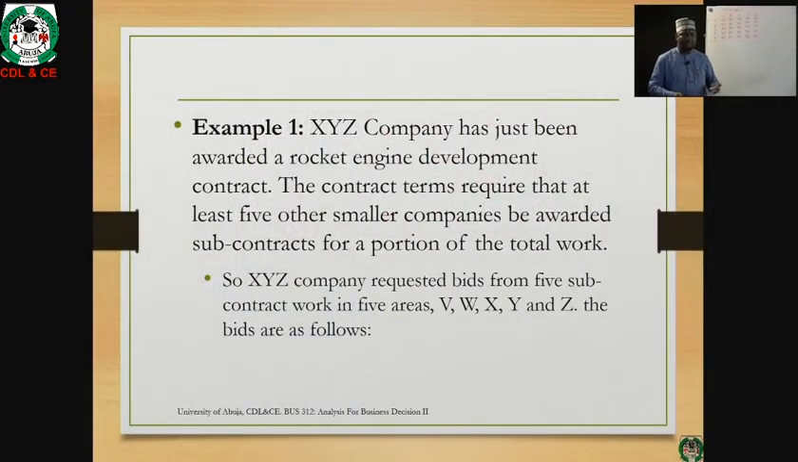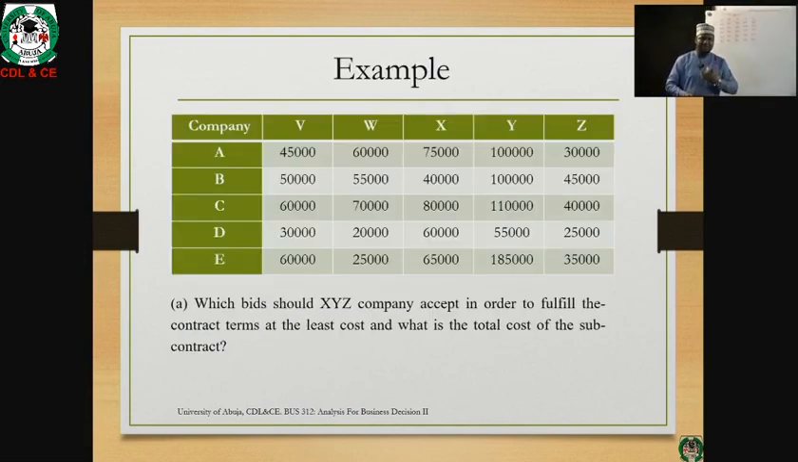The minimization problem has the following matrix, as can be seen on the screen. We have 5 companies and 5 contracts, A to D. For the sake of analysis, I shortened the figures by removing 3 zeros. This is 45,000, 50, 60, 30, 60,000. Now, this is a typical minimization problem. Question A: which bid should X and Y company accept in order to fulfill the contract terms at least cost, and what is the total cost of the subcontract?